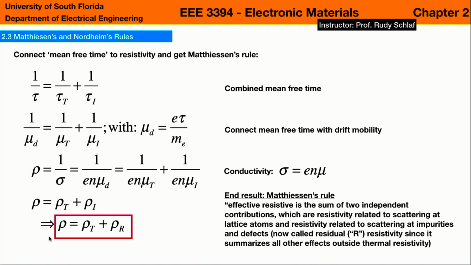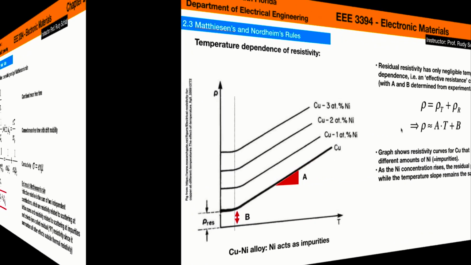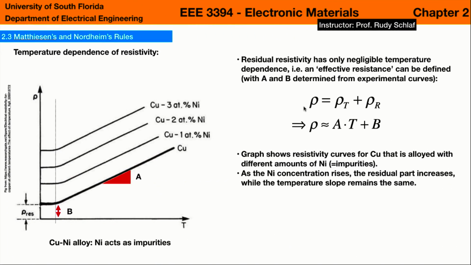And so in general, you find it like this. The resistivity is the resistivity of the pure material plus the resistivity of the impurities, and that is typically called residual resistivity, and that's why we have an R here. The fact that the resistivity of a crystal is the combination between its intrinsic lattice vibration related resistivity and the resistivity coming from impurities, the residual resistivity, can be seen very well in the experiment.